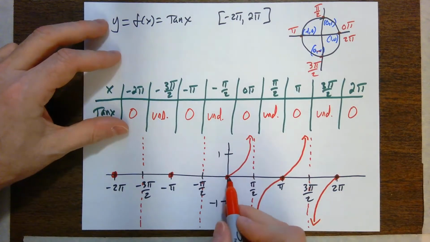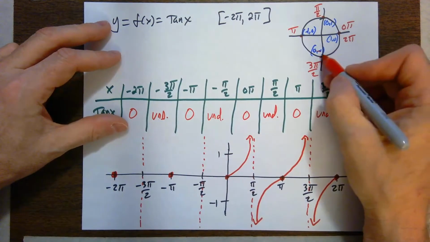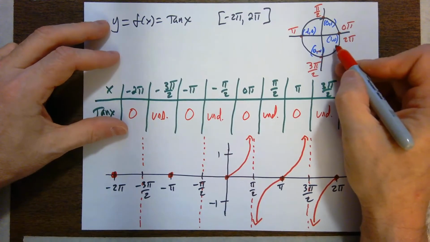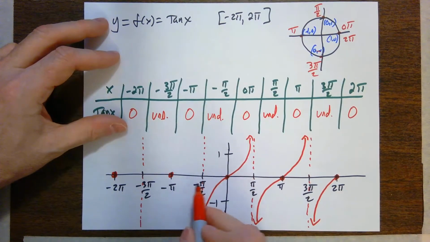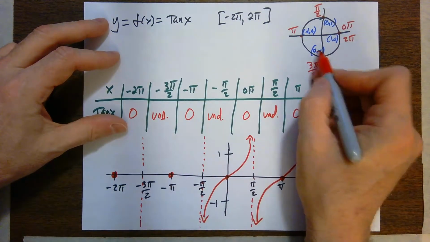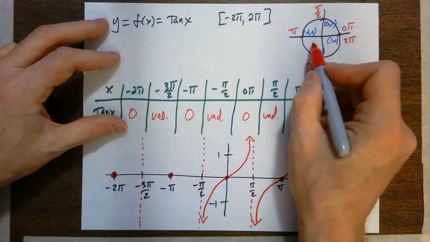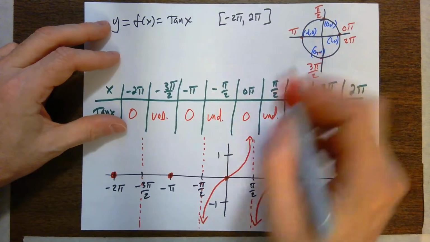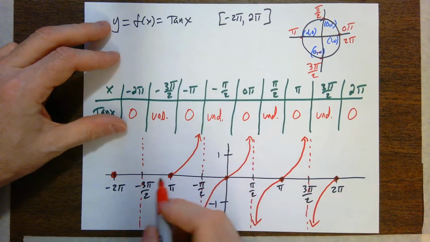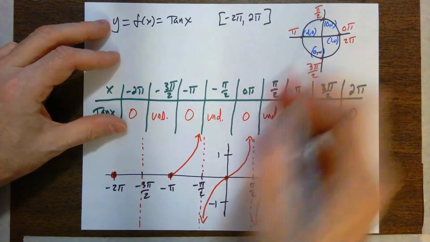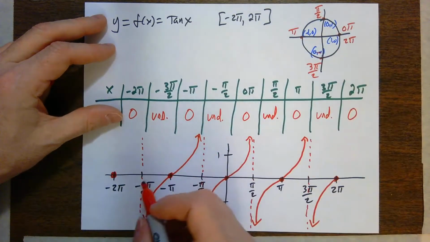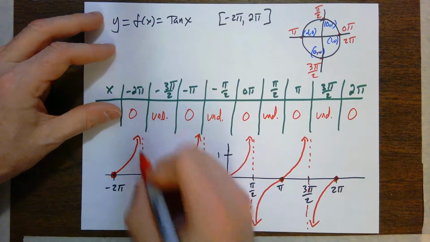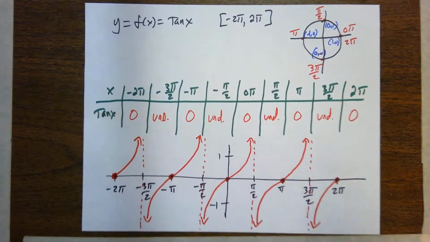What about over here? Between 0 and negative pi over 2, that's the fourth quadrant. Tangent's negative. It's going to look like this. How about here? Negative pi over 2 to negative pi. This is going to be the third quadrant. Tangent's positive there. Here, this would be the second quadrant. Tangent's negative. And here, this would be the first quadrant. Tangent's positive. So there it is. There's the graph of tangent.